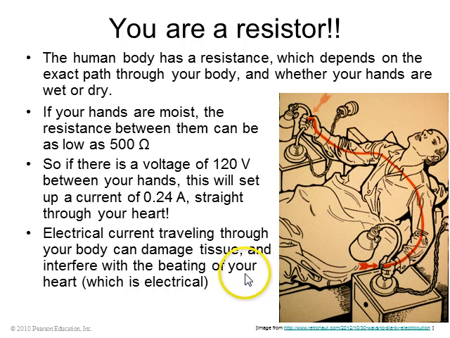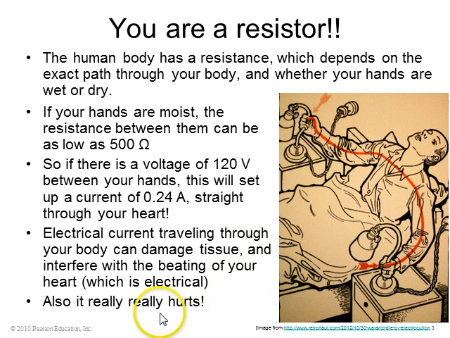Electrical current in your body can cause tissue damage and can also interfere with the beating of your heart, which is an electrical process. And also, it really, really hurts to get electrocuted.